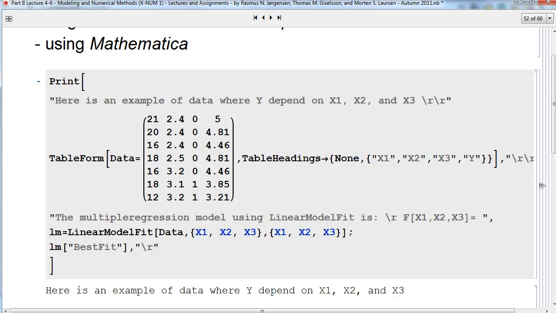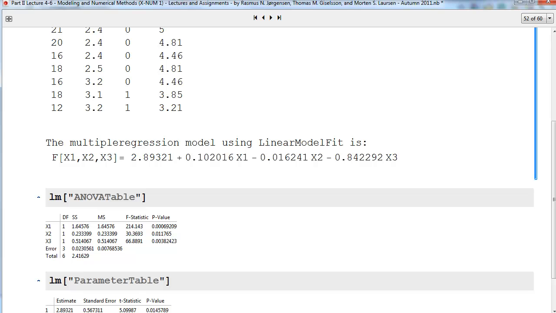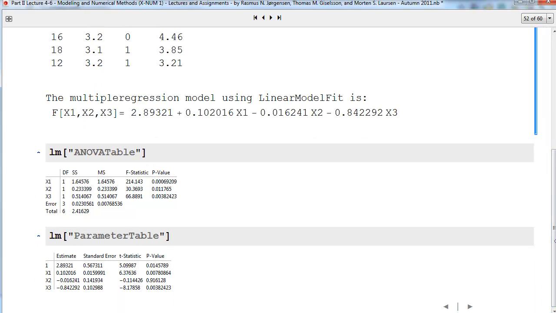So running this, you will get this. And then of course you can do as you're used to, you can run the ANOVA table, where you can see if the variables are of any significance, which they all are here. You can get the parameter table, the confidence interval and all that stuff. So that's exactly the same as when you did the polynomial fit.